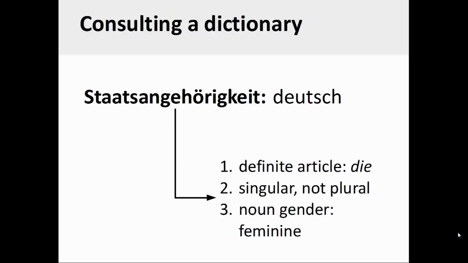Finally, you can always consult a dictionary or the module vocabulary list to determine the definite article of a German noun. Looking up Staatsangehörigkeit in the vocabulary list will reveal that it is preceded by the definite article die, which means that it could be either a singular feminine noun or a plural noun. Once we determine that the noun is indeed not plural, we can safely say that Staatsangehörigkeit is a singular feminine noun.